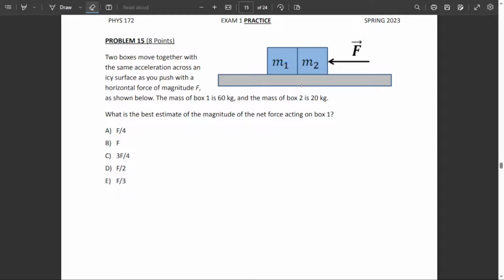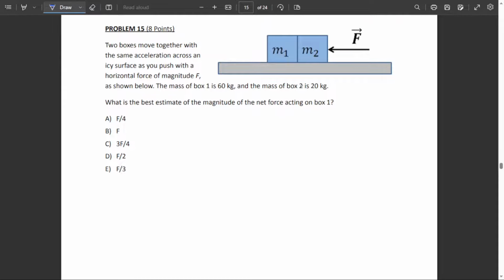Because both of these boxes are moving together, we're actually told this explicitly. They both have the same acceleration. So we can calculate what the acceleration of one box is in terms of this F here. And we can also calculate it in terms of the individual forces acting on a single box. And so that is the idea we're going to use in order to calculate what magnitude of the net force is acting on just one of the boxes. So let's go ahead and do that.